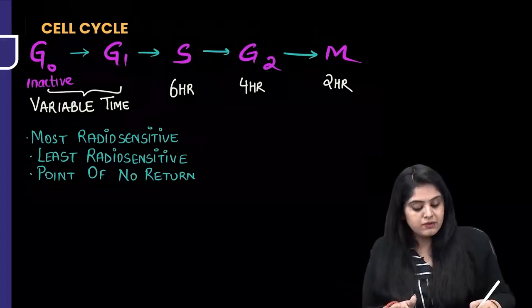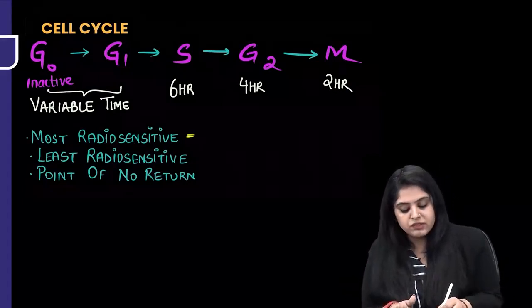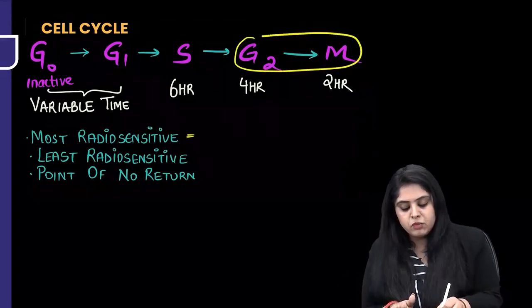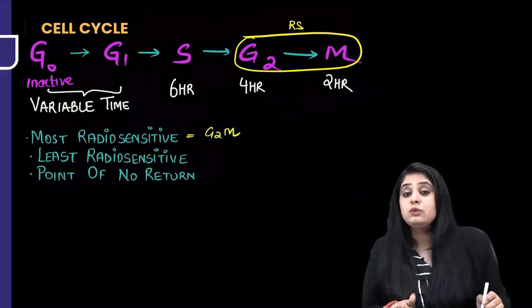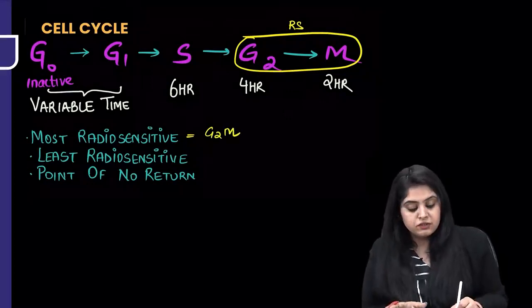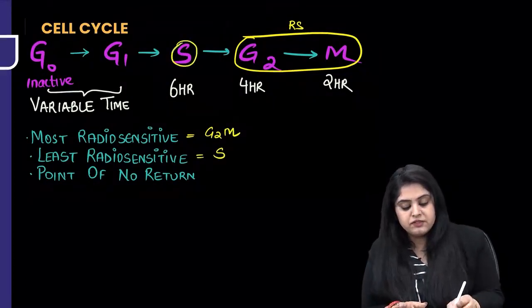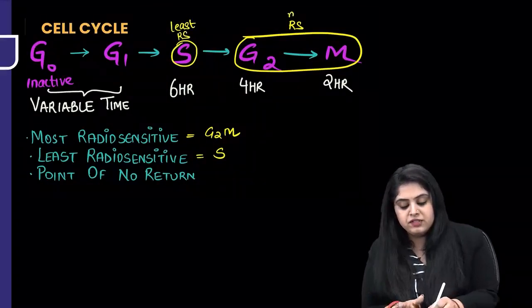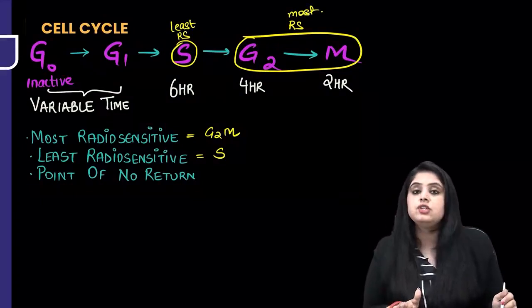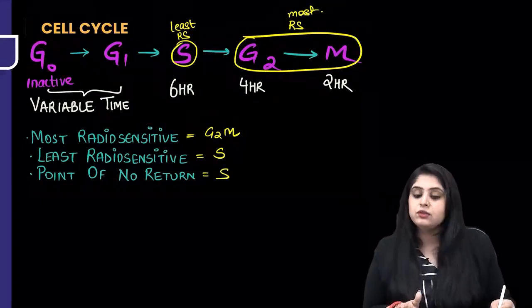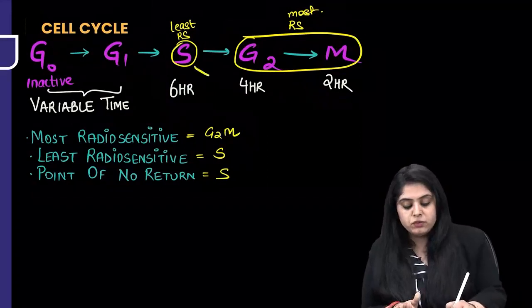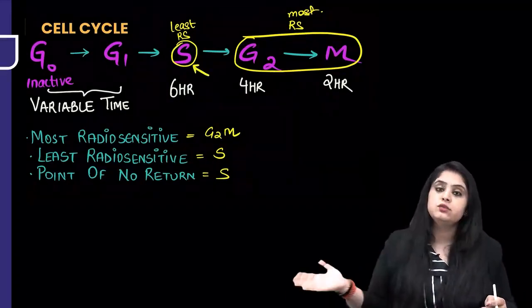Now tell me, which is the most radiosensitive part of this cell cycle? So remember, the most radiosensitive part is going to be G2M. But if they ask you least radiosensitive, so remember, least radiosensitive is going to be the S phase. The least radiosensitive is S phase and the most radiosensitive is G2M phase. Which is the point of no return? That is also S. This is the point of no return, means if the cell crosses this, you can't get it back.